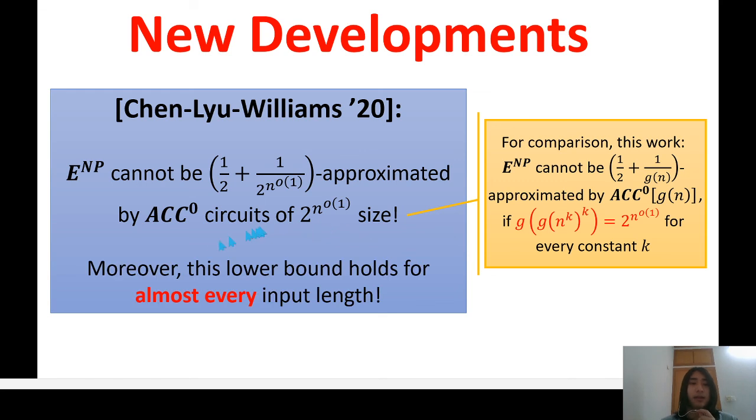And another amazing aspect of the lower bound is it holds for almost every input length. For comparison, lower bounds proven by the algorithmic method typically only hold for infinitely many input lengths, including ours, but they can prove lower bounds for almost every input length.